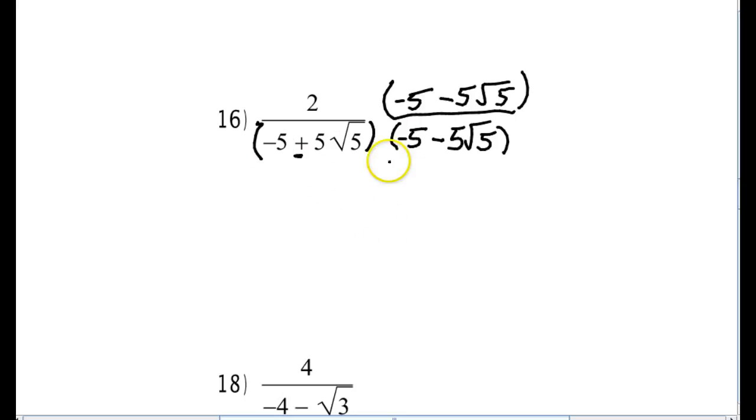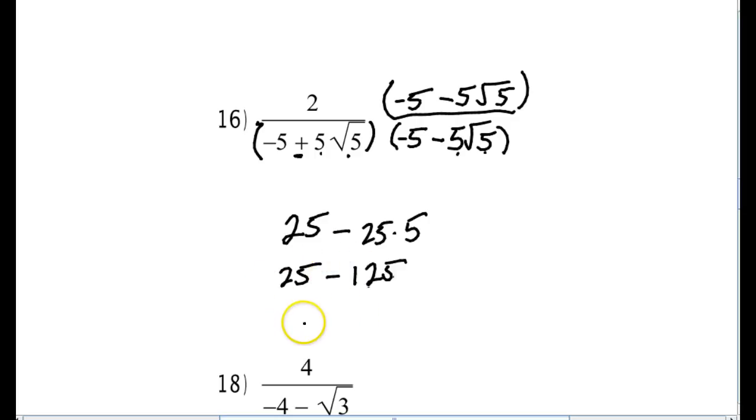Alright, we can multiply these together. Negative 5 times negative 5 is 25. 5 times 5 is 25 again. But then we have root 5 times root 5, which is another 5. Positive times a negative is a negative. So we end up with 25 minus 125, which equals negative 100. So my denominator here is going to be over negative 100.